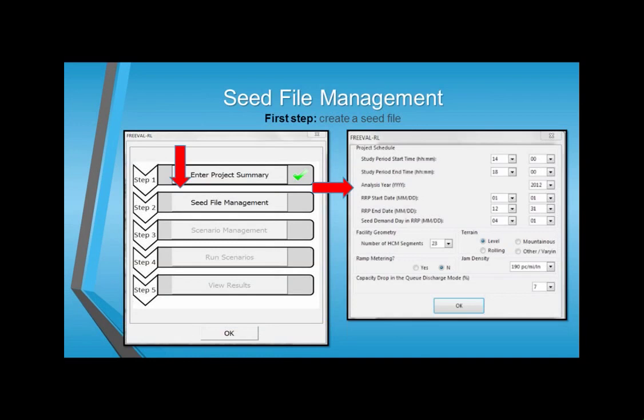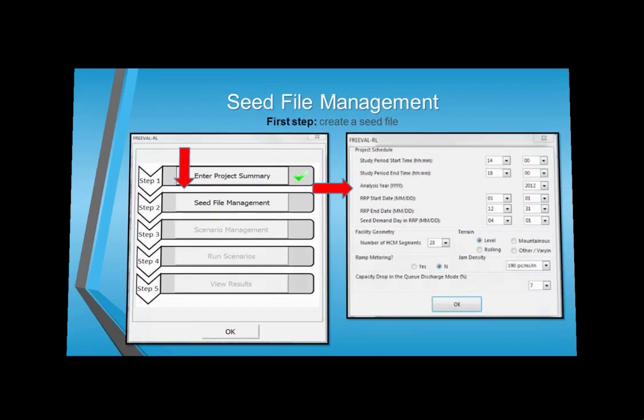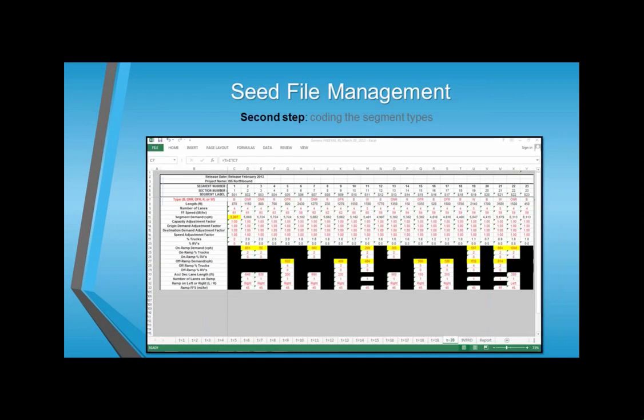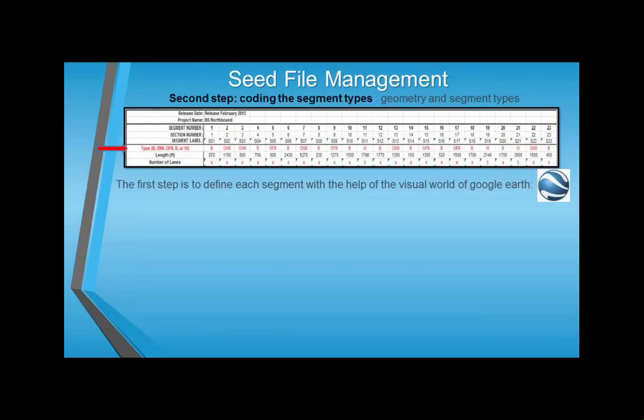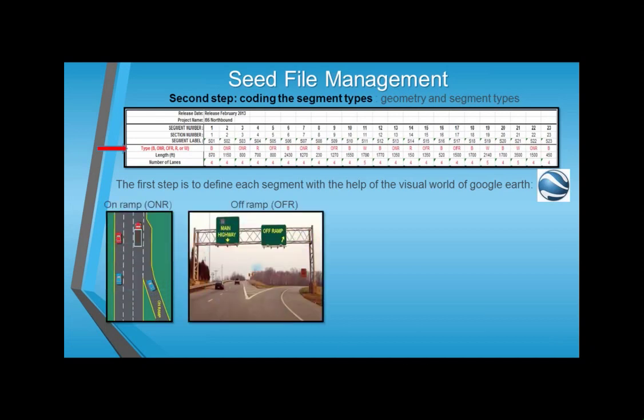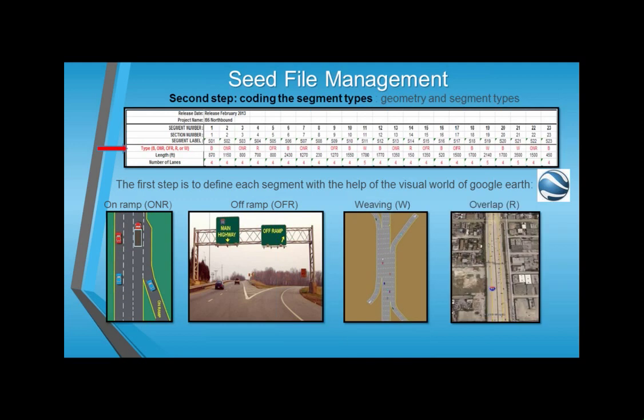After we press OK, we have created the seed file in an Excel worksheet that allows us to input geometrical information and traffic information. But first, we're going to start by inputting the geometrical information. To be able to do that, we first have to define the segments using the view of Google Earth to help us visualize the actual corridor. And we have 5 choices. The segment can be on-ramp, off-ramp, weaving, or overlapping. And if we don't have any of these characteristics in the actual segment, the segment is categorized as a basic segment, which is the 5th one that I didn't show there.